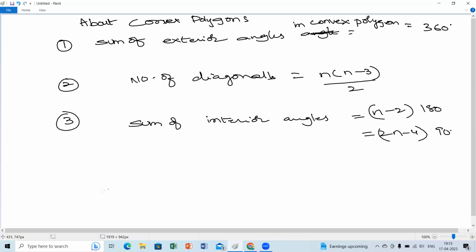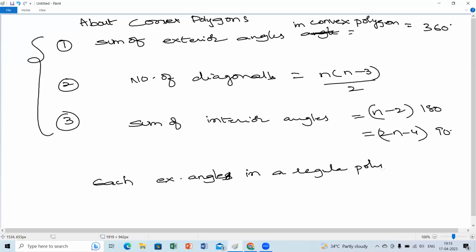Suppose each interior angle of a regular polygon, or each exterior angle, comes from the sum formulas. These are the three basic formulas. From these only we are getting each exterior angle in a regular polygon.